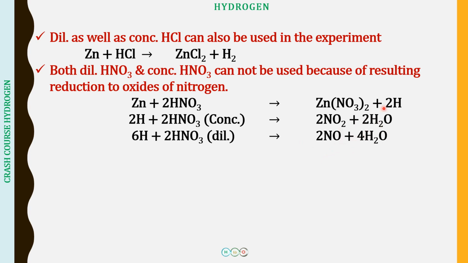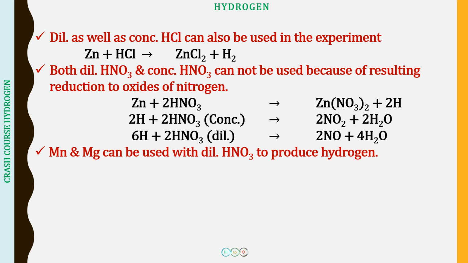So we do not get hydrogen when the reaction is of a metal with HNO3, either dilute or concentrated. The question number 19 we will now be seeing involved a reaction of metal with concentrated HNO3. The metals are not going to react with concentrated or dilute HNO3 to produce hydrogen, barring two exceptions, that is magnesium and manganese. They do react with dilute HNO3 to produce hydrogen.